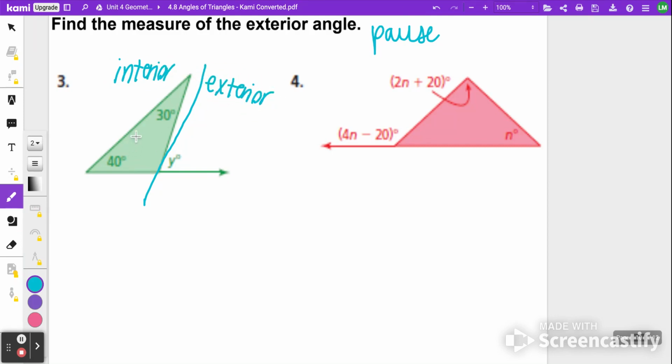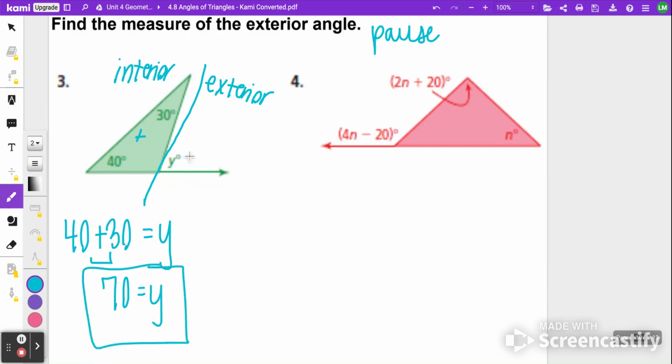I know that my two interiors added together equals my one exterior angle, so 40 plus 30 is equal to y, and 40 plus 30 added together is 70. So my answer for the exterior angle is 70 degrees.